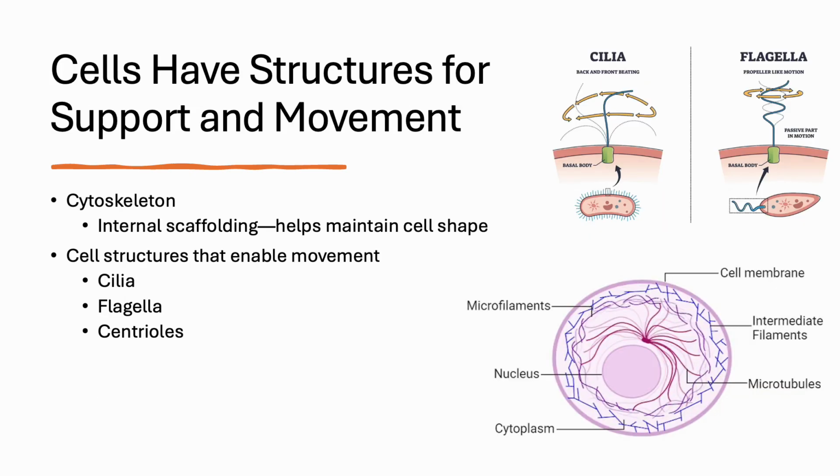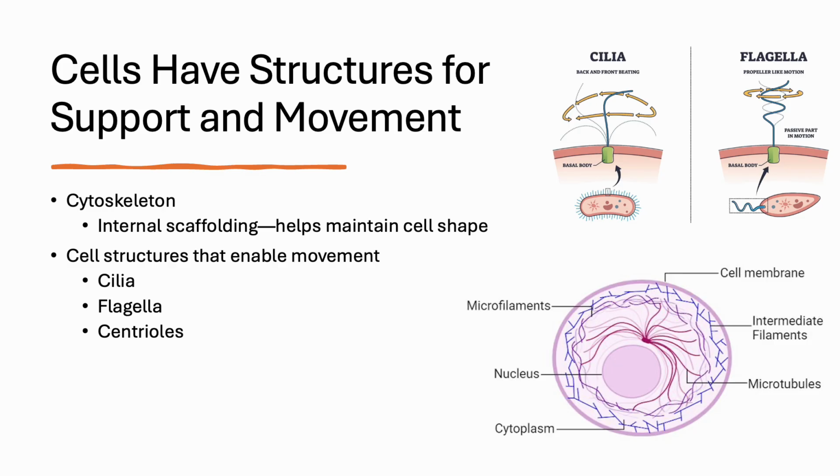Cells are not just static sacs of fluid, they contain structural elements that provide support and enable movement. The cytoskeleton forms an internal scaffolding that maintains the cell shape and organization. Without it, cells would collapse or lose their form. The cytoskeleton also anchors organelles and guides intracellular transport, acting like railroad tracks for vesicles.